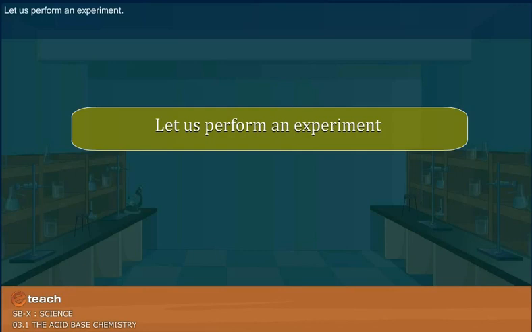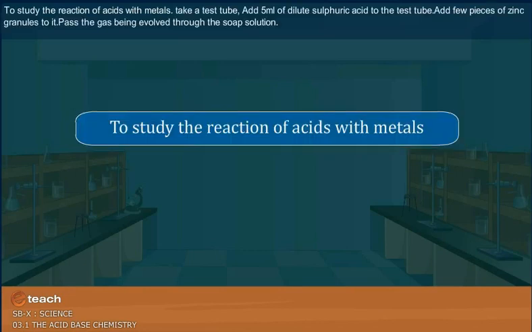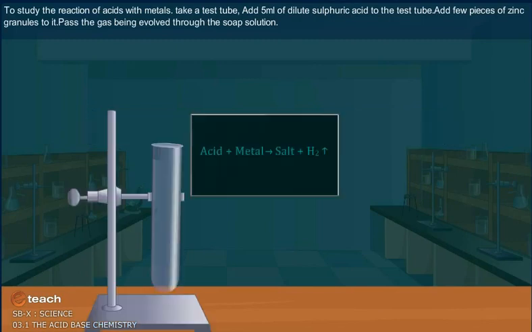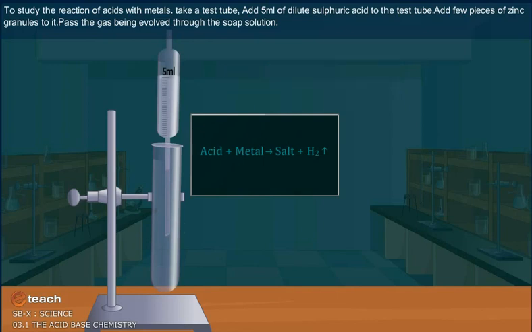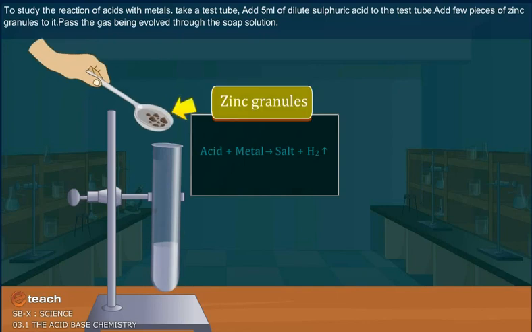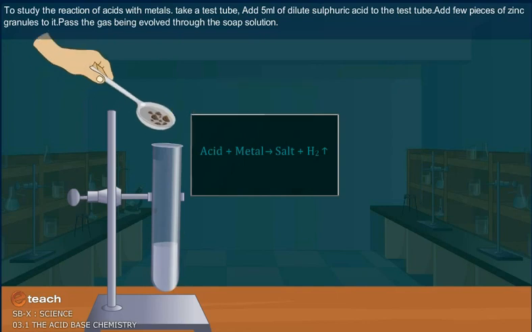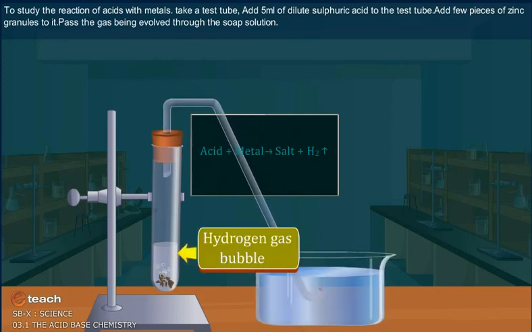Let us perform an experiment to study the reaction of acids with metals. Take a test tube. Add 5 ml of dilute sulfuric acid to the test tube. Add few pieces of zinc granules to it. Pass the gas being evolved through the soap solution.